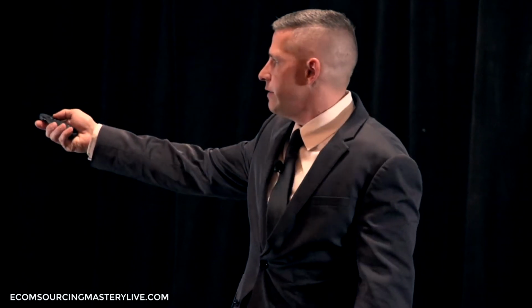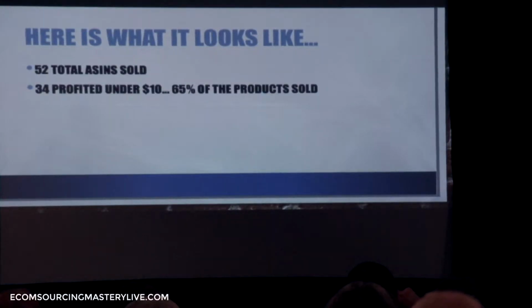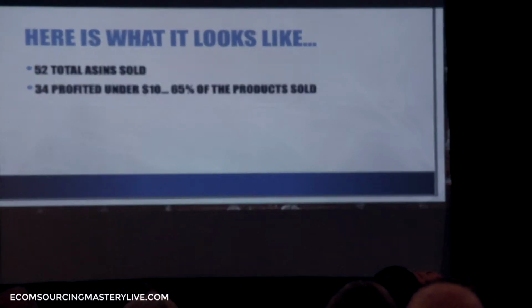Here's what it looks like, guys, when I talk about 20% of your inventory returns you 80% of the results. So I took this over a period of 1 day or a couple days. 52 total ASINs. So I have 52 products, different SKUs, right, in my FBA inventory that sold over a couple day time frame.